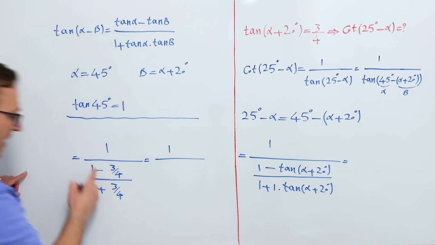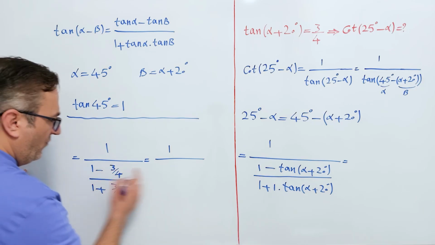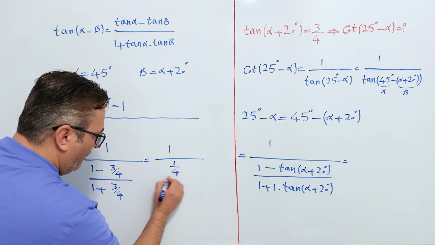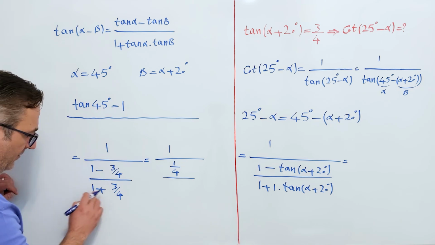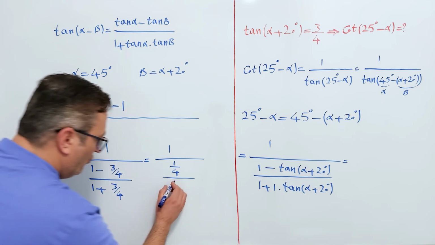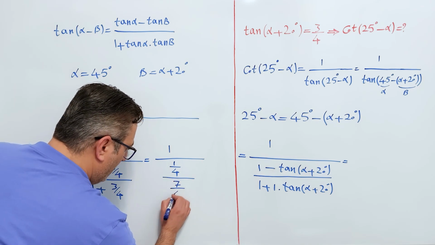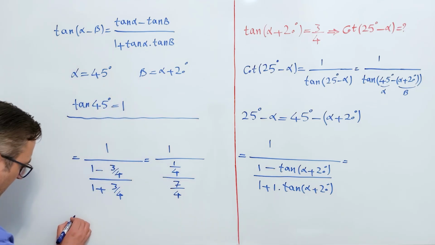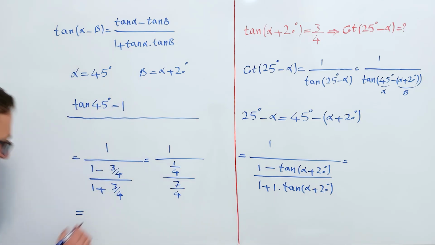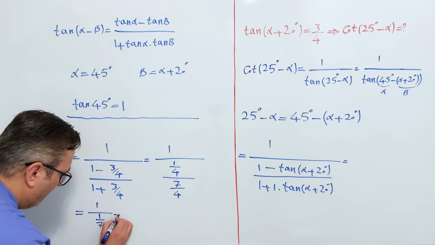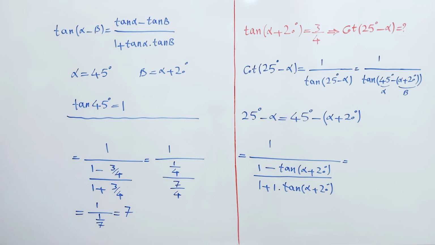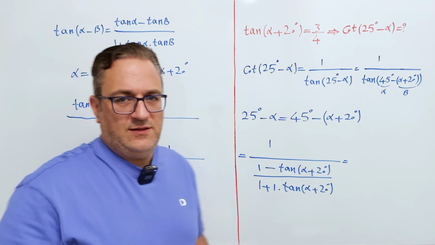1 over 1 minus 3 over 4 is equal to 1 over 4, divided by 1 plus 3 over 4, which is equal to 7 over 4. So this fraction is equal to 1 divided by 1 over 7, which is equal to 7. Okay?